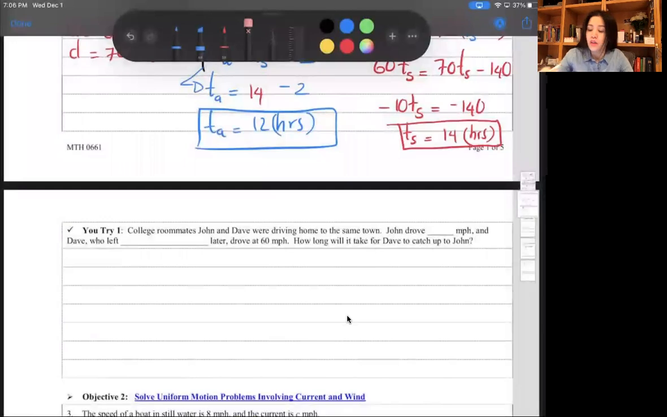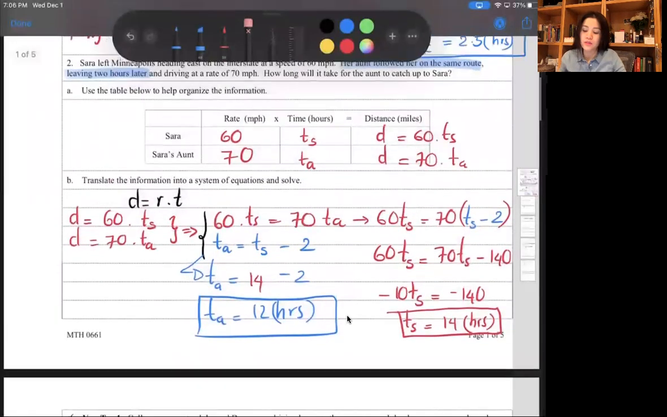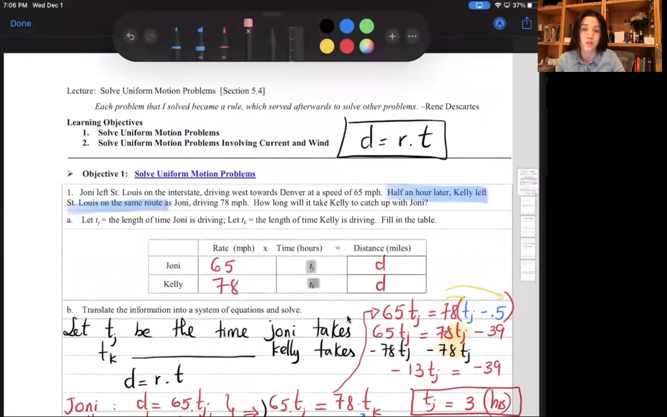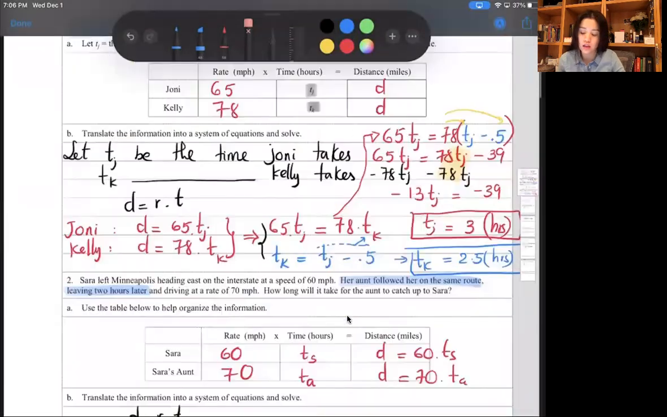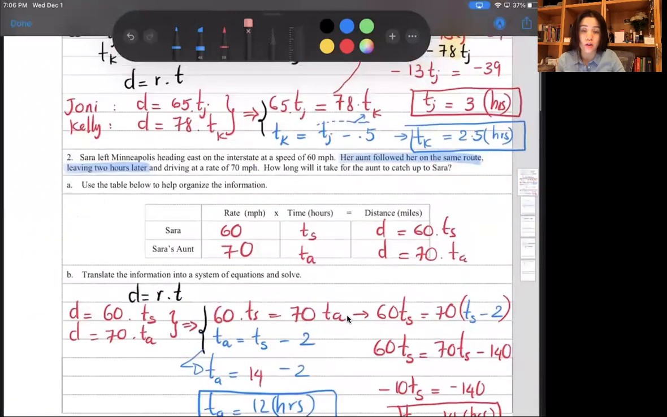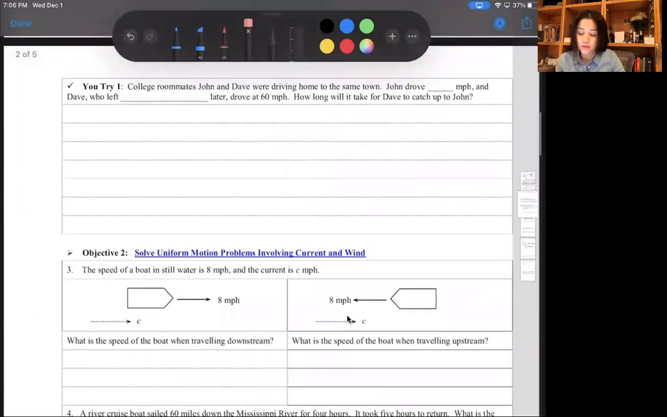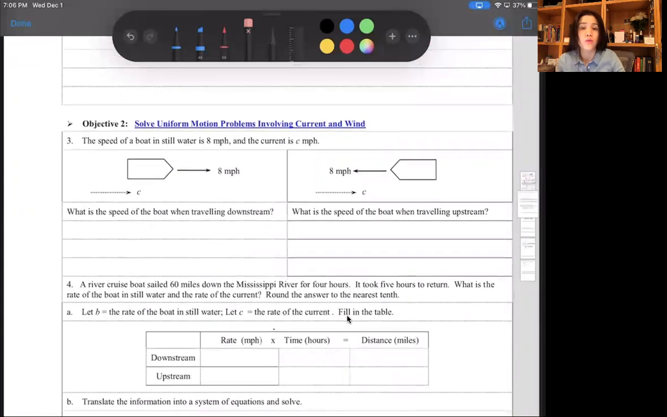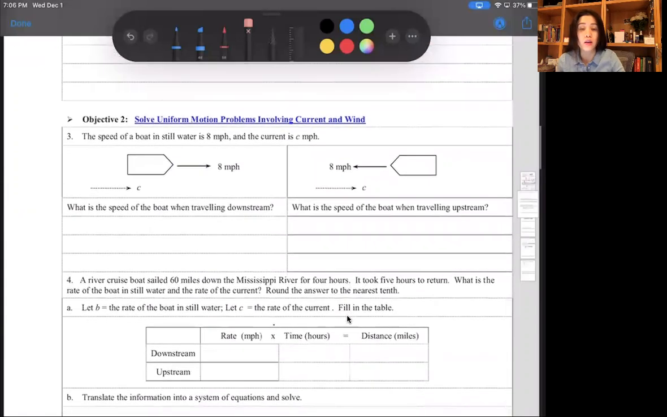Hello. So in class, we left off at problem 2. This is section 5.4, by the way. I'm continuing this because we couldn't finish in class. We left off at problem 2, Sarah and her aunt. Skip, you try 1. We're going to continue at objective 2, solve uniform motion problems involving current and wind.